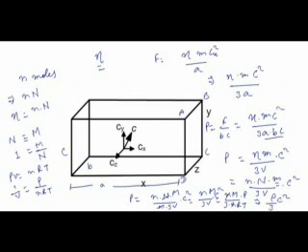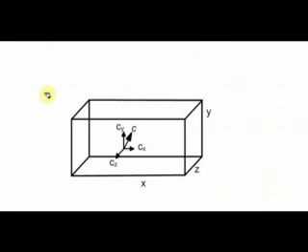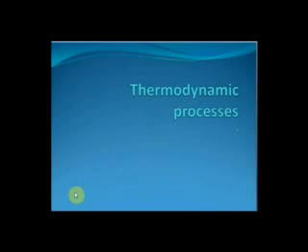So finally we get the pressure exerted by gas molecules on a wall as P is equal to rho by 3 C², where rho is the density of gas and C is its root mean square speed. Now we'll start the chapter thermodynamic process.